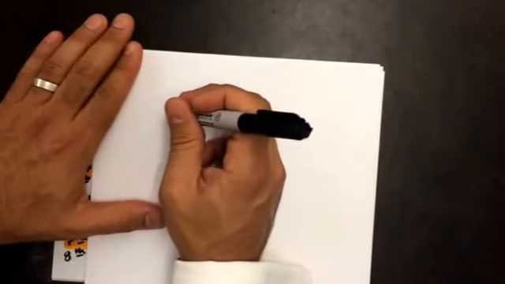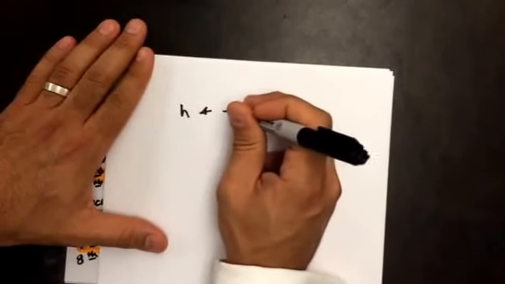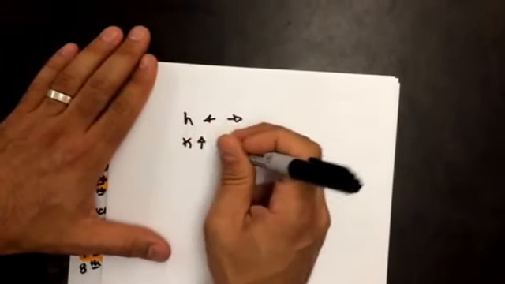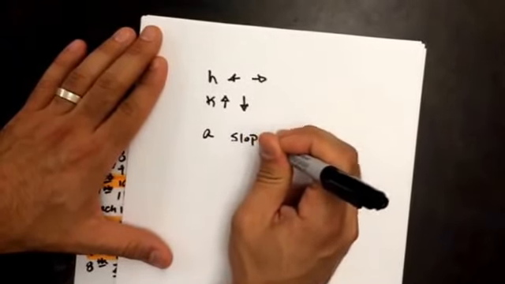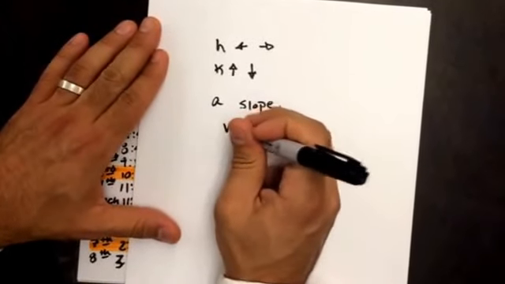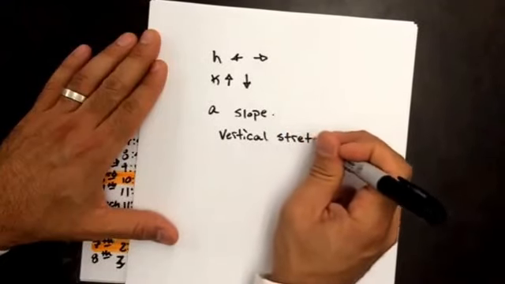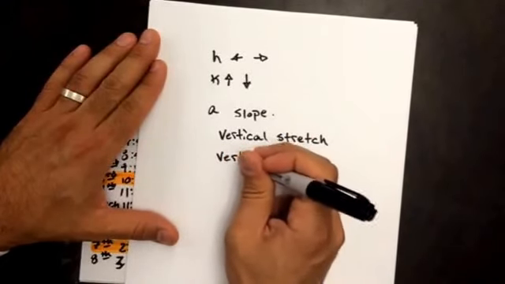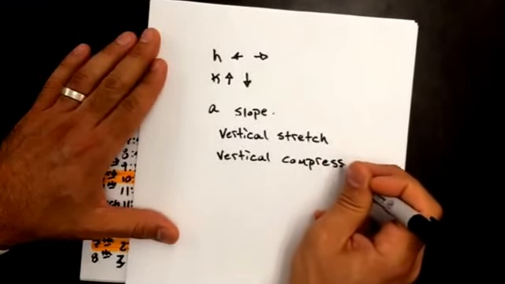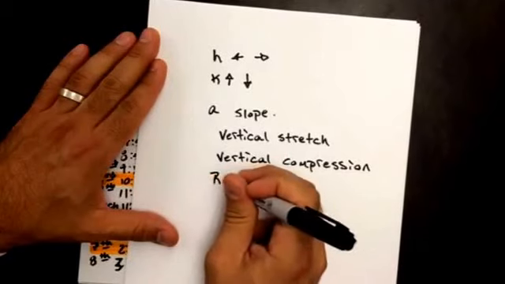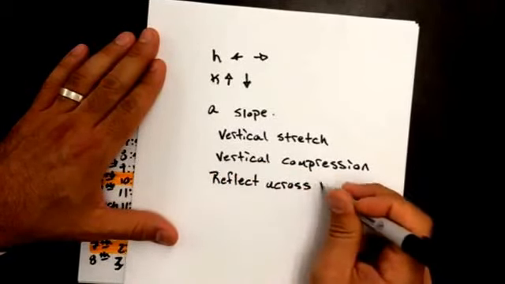So the a value: h moves you left and right, k moves you up and down. The a value is your slope, but we don't call it slope. We call it vertical stretch or vertical compression, or we reflect across the x-axis.